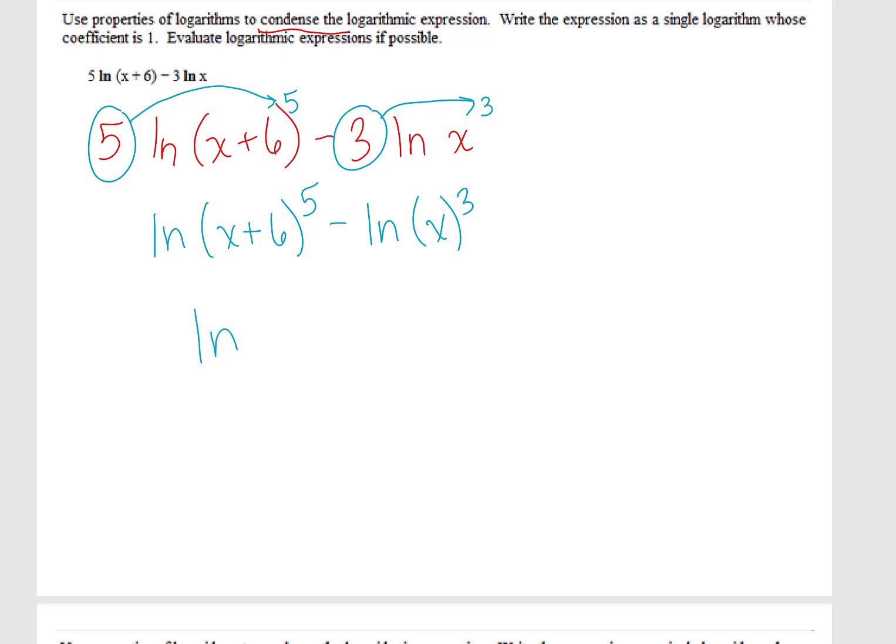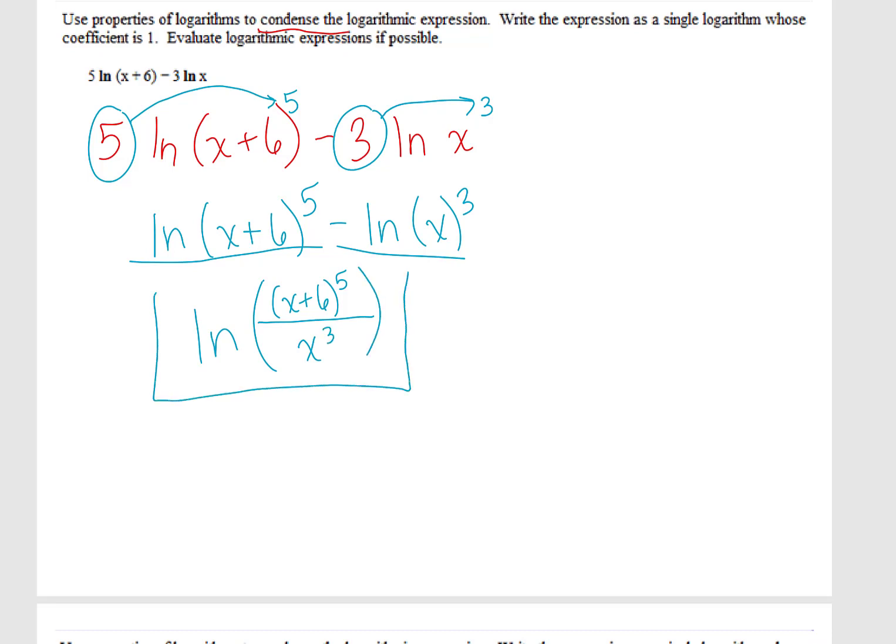Condense it to 1 log. My positive portion will go up top. So x plus 6 to the 5th. And the part that's being subtracted will go on the bottom. Of course, without the log, because we already accommodated that in the front. X cubed. And that's my answer.